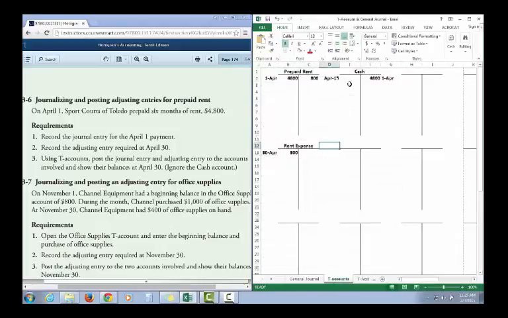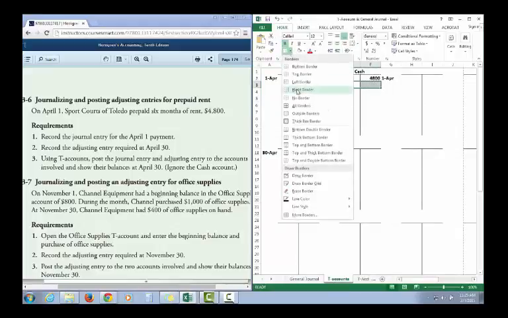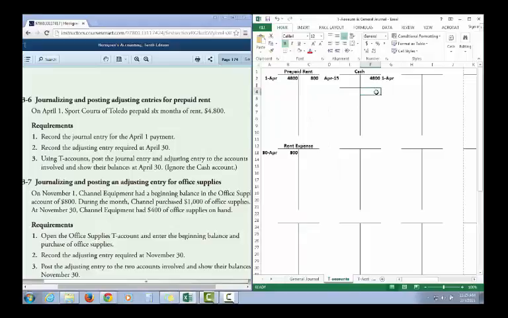Now we're going to look at what the balance is in those accounts. So in this cash account, we only have one transaction. So our balance in our cash account is still a credit of $4,800. Okay, same thing for rent over here. All we have was a debit of $800. So that's our balance. Okay, so that's our ending balance.